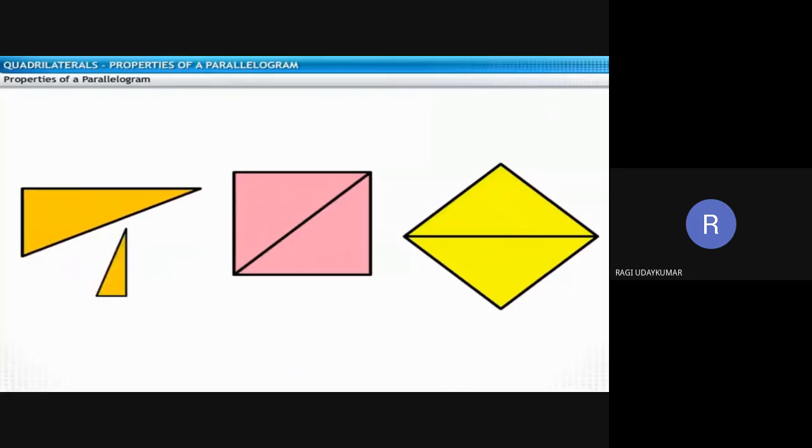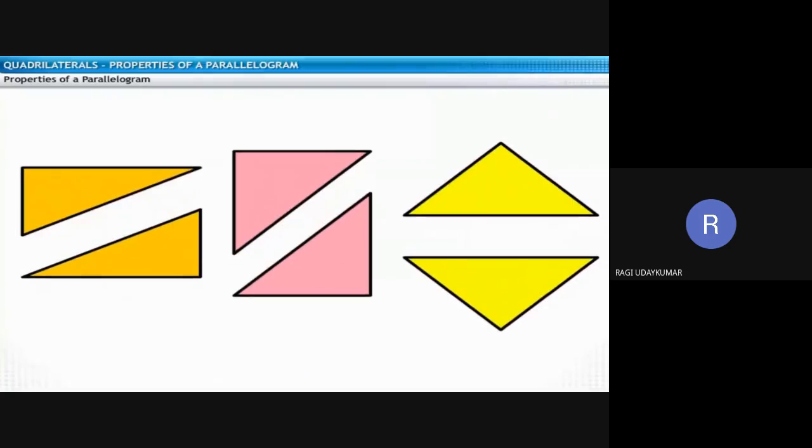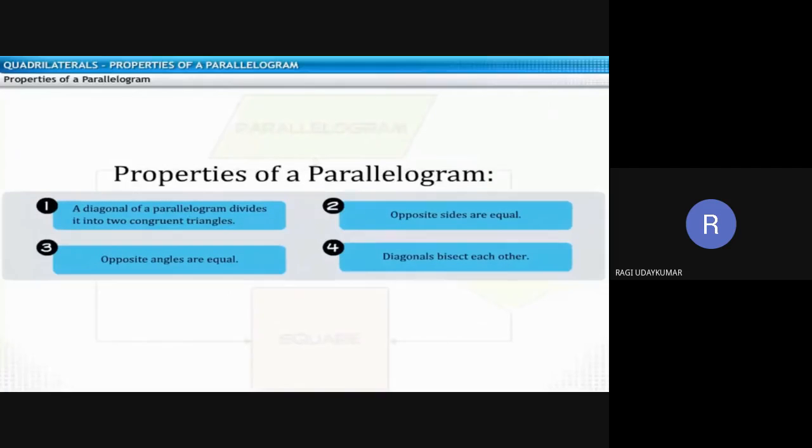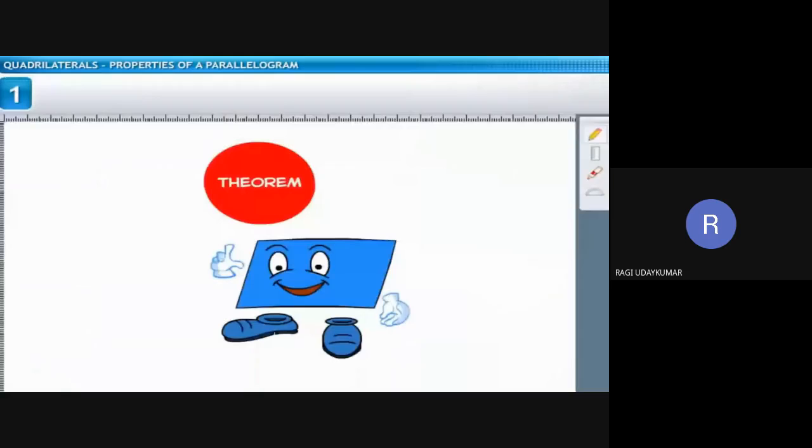So in this also, the same property, the first property, is satisfied in all three. And what is the second property? Opposite sides are equal. So opposite sides are equal in these three also. Opposite angles are equal in these three quadrilaterals also. The rectangle, the square, and the rhombus.